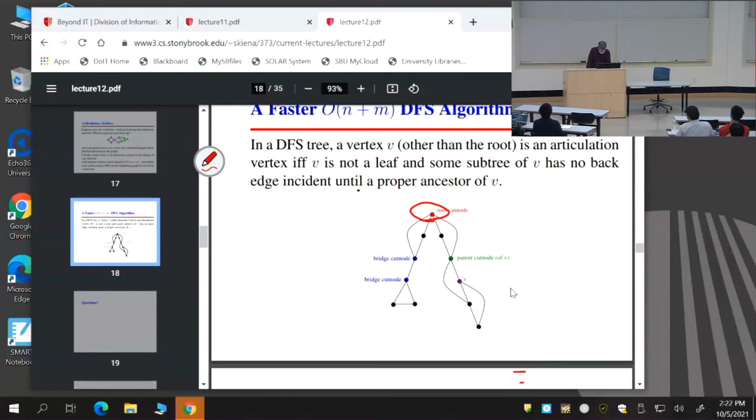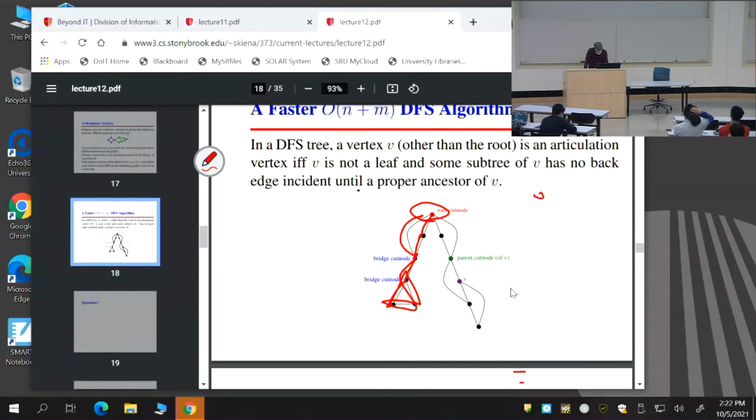Can the root be an articulation vertex, the root of your DepthFirst search tree? Can that be an articulation vertex? Yes. If the root node has a degree greater than 1, what happened on the DepthFirst search?